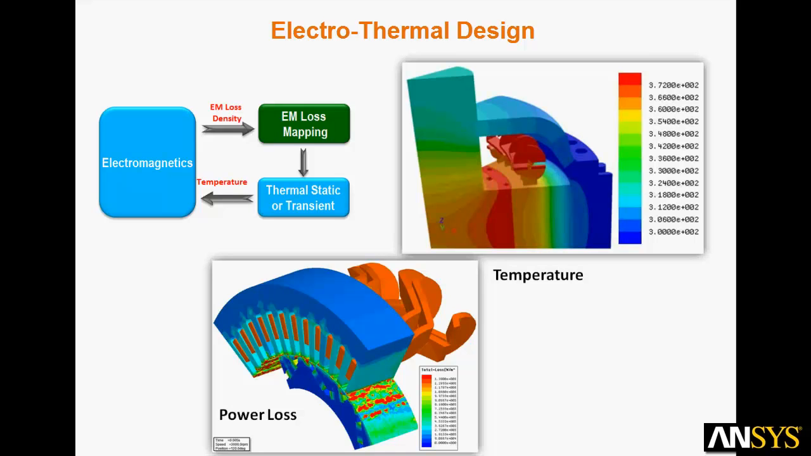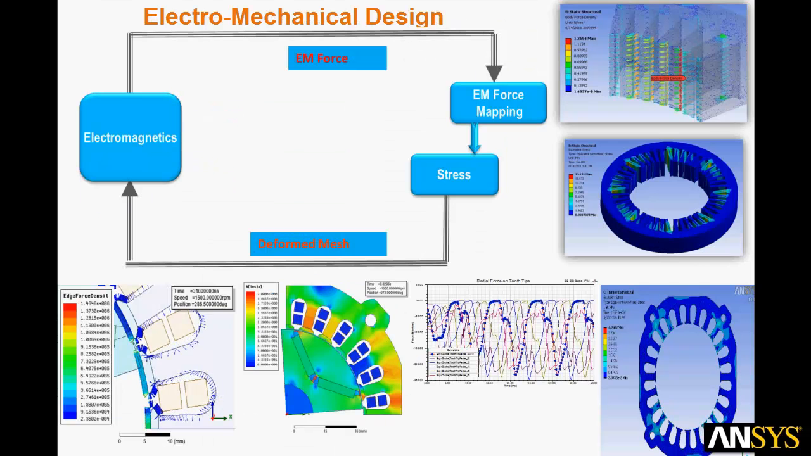Automated routines map these losses to the Ansys CFD computational fluid dynamics solver for static or transient thermal simulations. The resulting temperatures from the thermal analysis can be passed back to Maxwell to adjust material properties so that additional corrections to the electromagnetic field may be computed. The next step is electromechanical design. In this case, we map the electromechanically induced forces to a finite element stress analysis in Ansys Mechanical. Again, automated procedures in Ansys Workbench streamline the process.